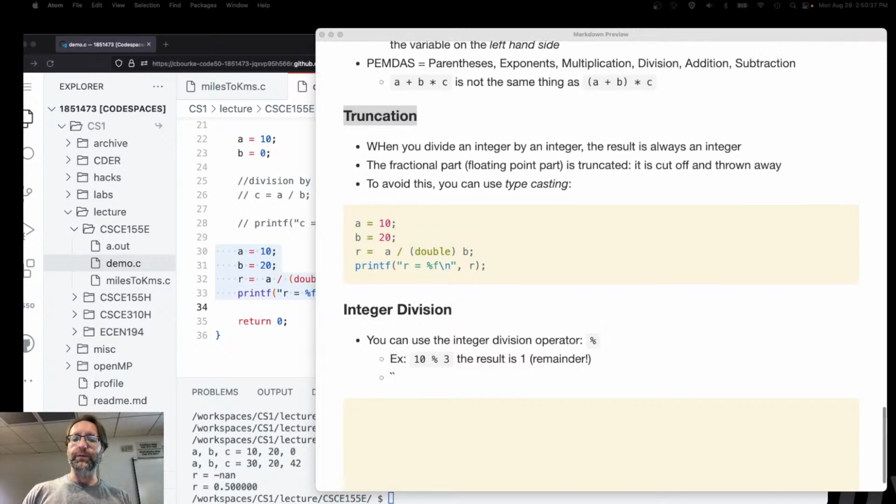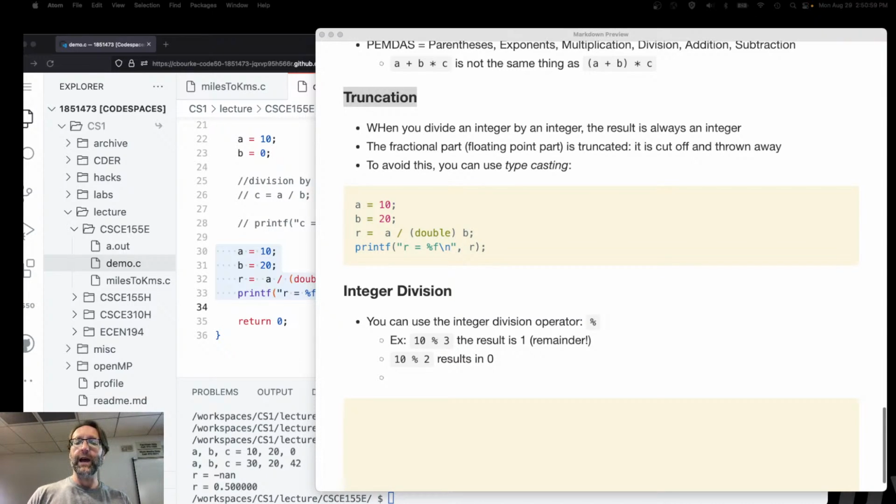Some other examples. What if I go 10, and sometimes we read this as mod, short for modulo, but we'll just say percent sign here, 2? 10 divided by 2. 2 goes into 10 5 times evenly. So what's the remainder? Results in 0. Excellent. What if I have, say, 11 mod 2?